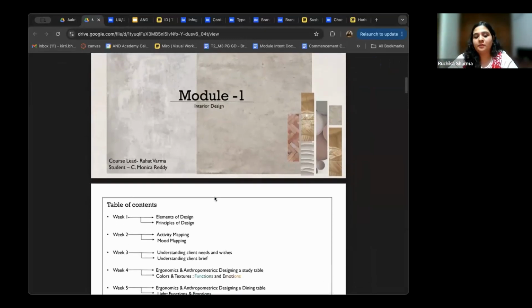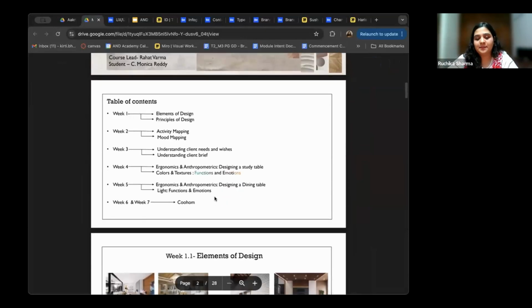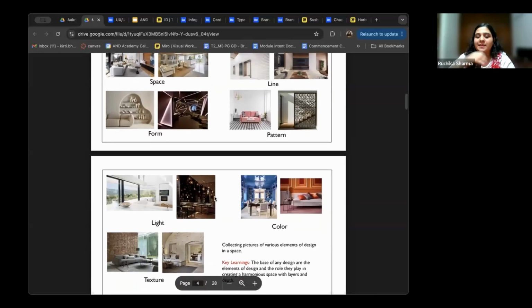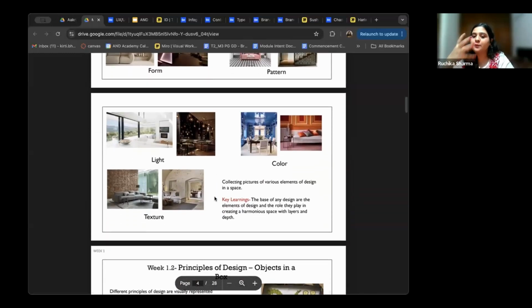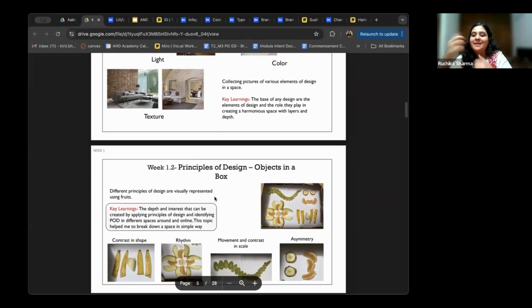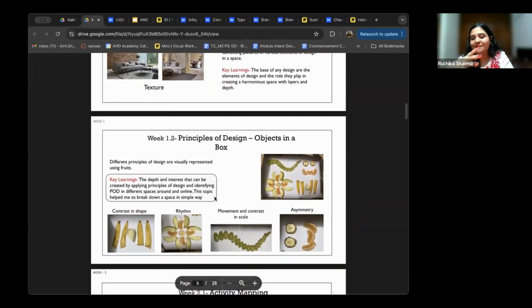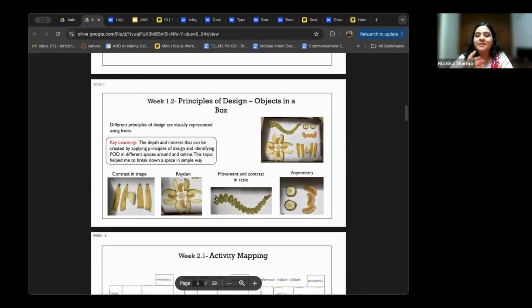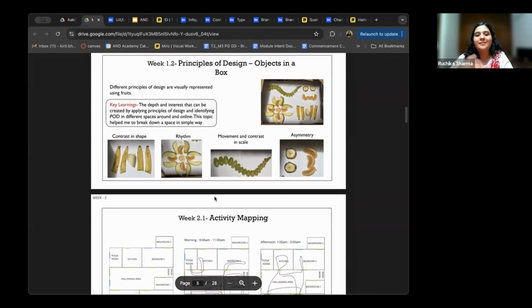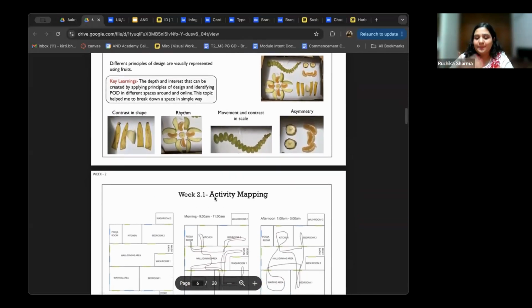Can we scroll lower? So they study, we'll keep going, Kirti, slowly. Okay, so we study elements and principles of design. We try to understand what it is that makes up a space. How do you put together separate things that make up a space? They do a really fun activity in which they cut fruits and then they put fruits together. They try to arrange them in a set order depending upon the principles of design. Lower.